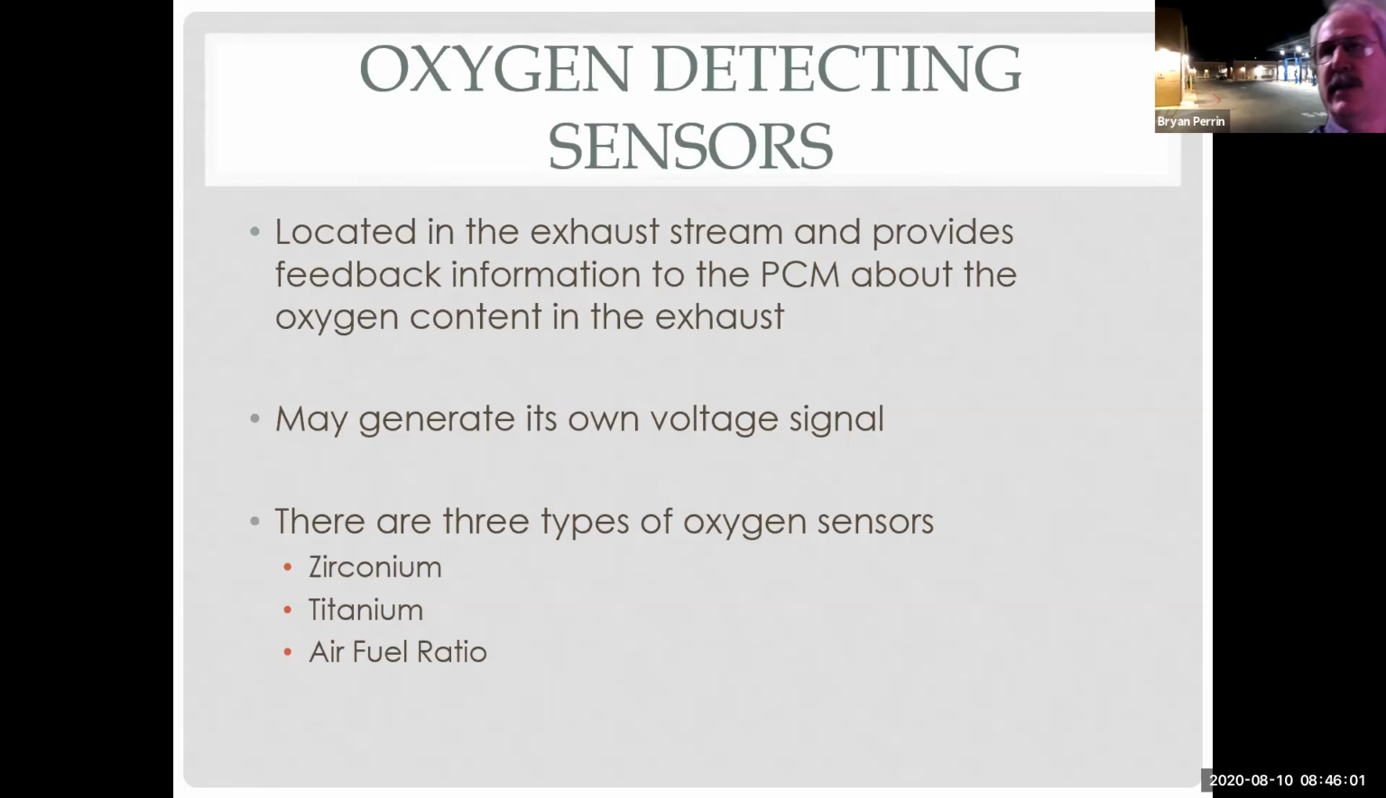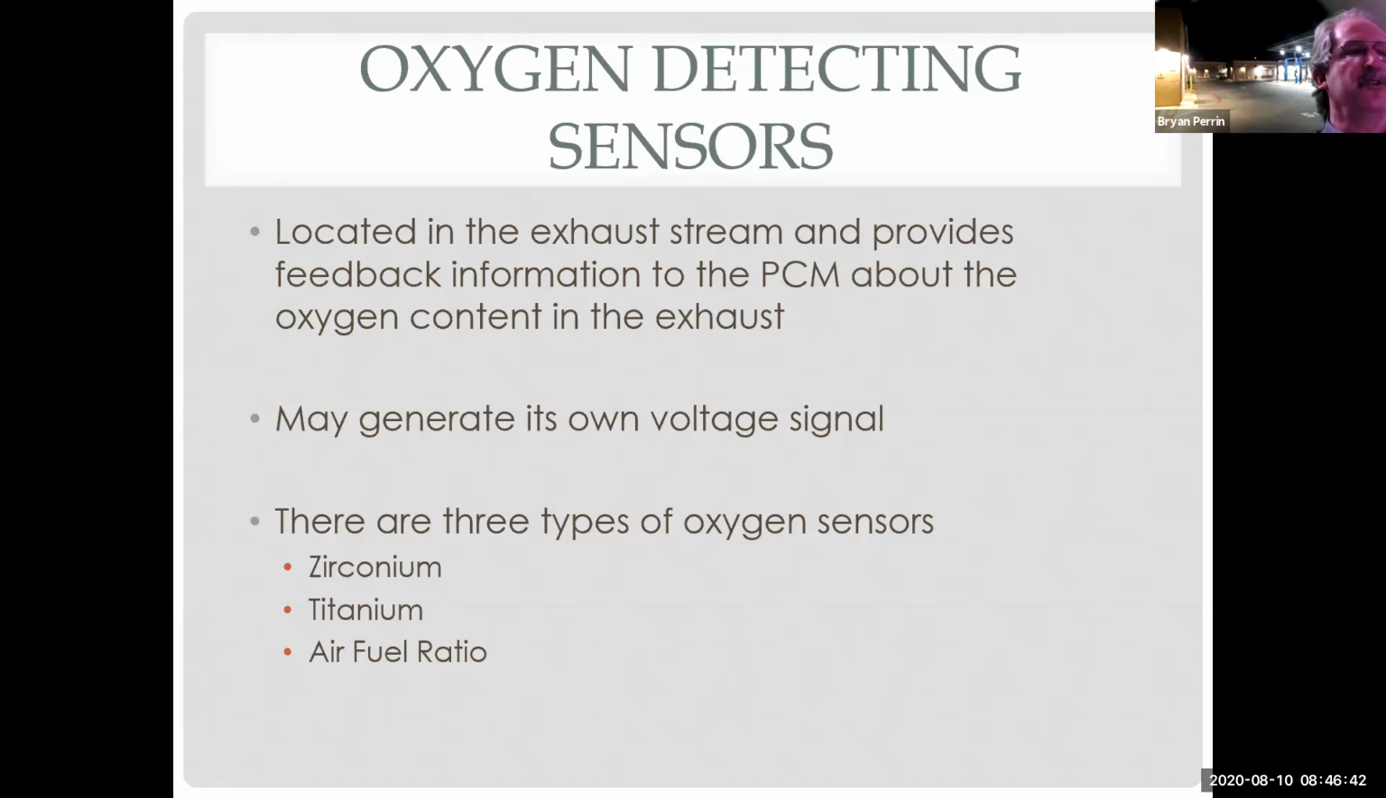So let's look at some oxygen detecting sensors. We have a couple of different kinds. We have a zirconium sensor, which is the most common sensor and is still used today. A titanium sensor was only used on some specific Nissans and Toyotas and on Jeeps, and we haven't used it since probably the late 80s, early 90s. So it's in the Wayback Machine. And air-fuel ratio sensors, which we started using in the 90s and continue to use today.